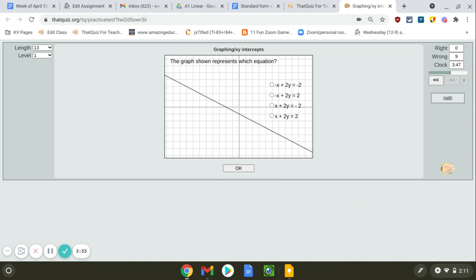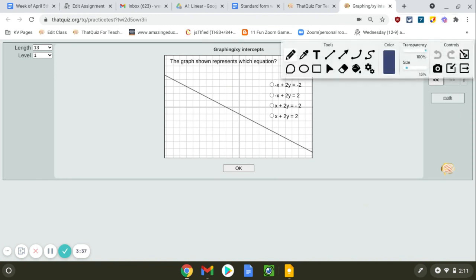All right, same idea here. Your y-intercept is negative 1, and your x-intercept is negative 2. And so you're just going to figure out which of the answer options has that quality where the x-intercept is negative 2 and the y-intercept is negative 1.